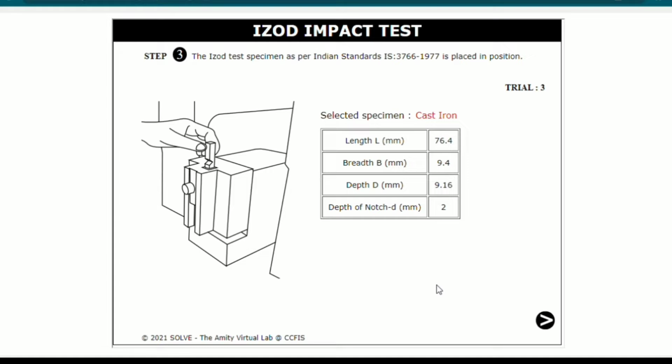Step 3. The Izod test specimen as per Indian Standard IS 3766-1977 is placed in position. Length was 76.4, breadth was 9.4, depth is 9.16 and lastly depth of notch D is 2.